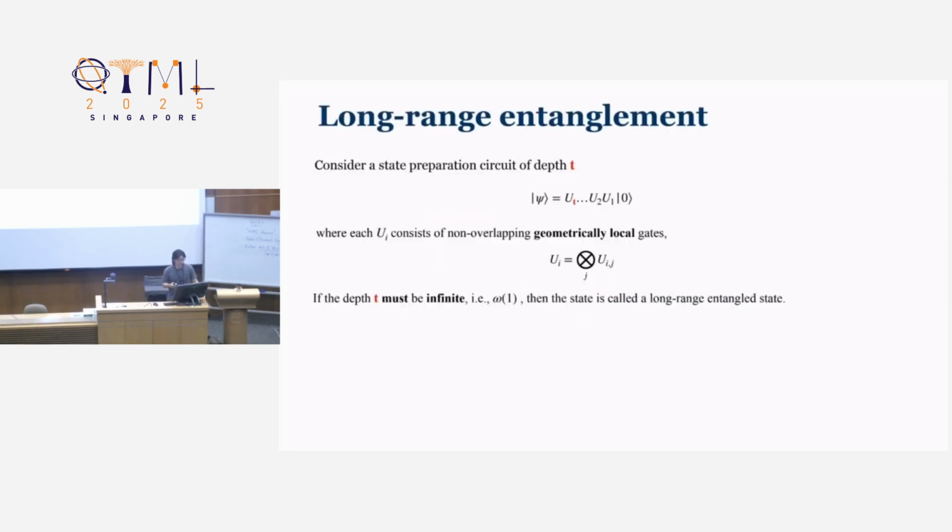First, I start with the background. We first talk about what long-range entanglement is. We consider a state that can be prepared by a circuit with T-depth. Here, each of U1 to UT is just non-overlapping geometrically local gates. We ask how many T you need to get this state prepared. If T is infinite, then in the physical context we call it a long-range entangled state. Otherwise, we call it short-range entangled.